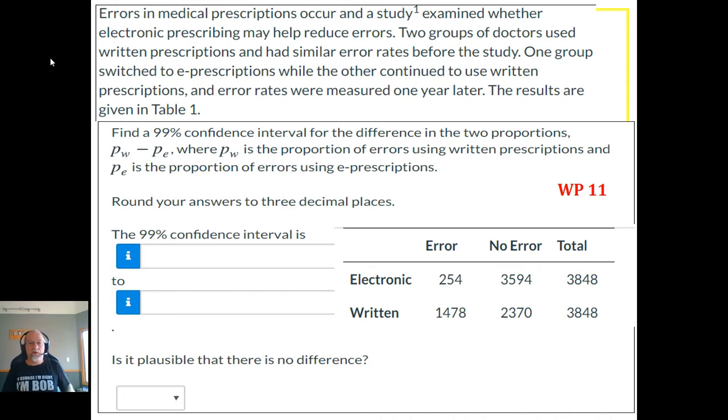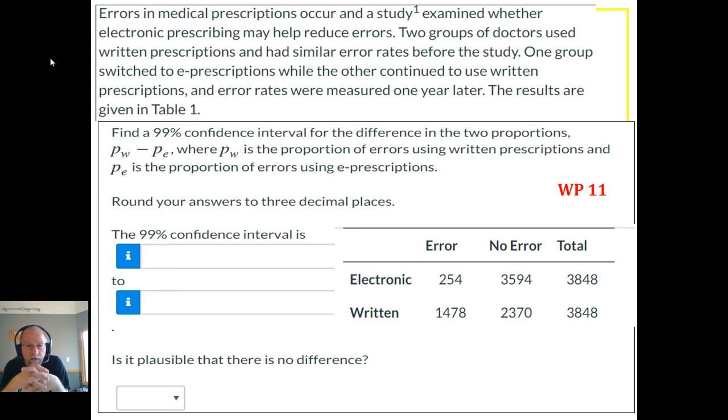Errors in medical prescriptions occur, and a study examined whether electronic prescribing may help reduce errors. Two groups of doctors used written prescriptions and had similar error rates before the study. One group switched to e-prescriptions while the other continued to use written prescriptions, and the error rates were measured 1 year later. The results are given in Table 1. Part 1 is to find a 99% confidence interval for the difference in two proportions. So they want us to use PW written minus PE electronic, where PW is the proportion of errors using written and PE is the proportion using e-prescriptions. Round your answers to 3 decimal places.